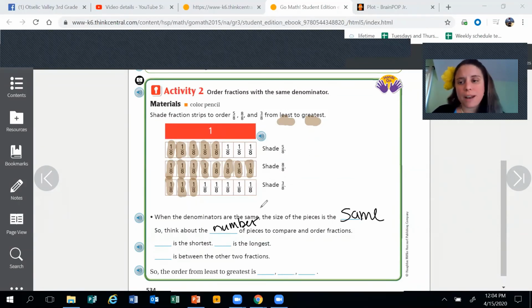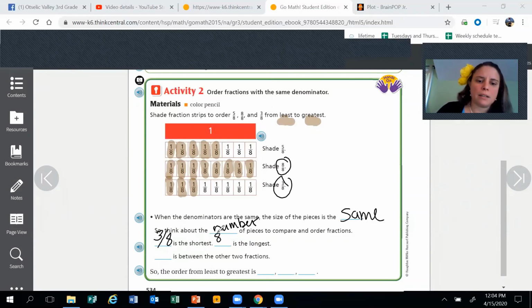So when we're looking at our fraction, which one is shortest? Yep. And which one is longest? Yeah. Yeah, definitely 8/8 is the longest because it's a whole. Okay. So 3/8 is the shortest. 8/8 is the longest. And which one's between the other two fractions? The only one we haven't done yet, right? 5/8.